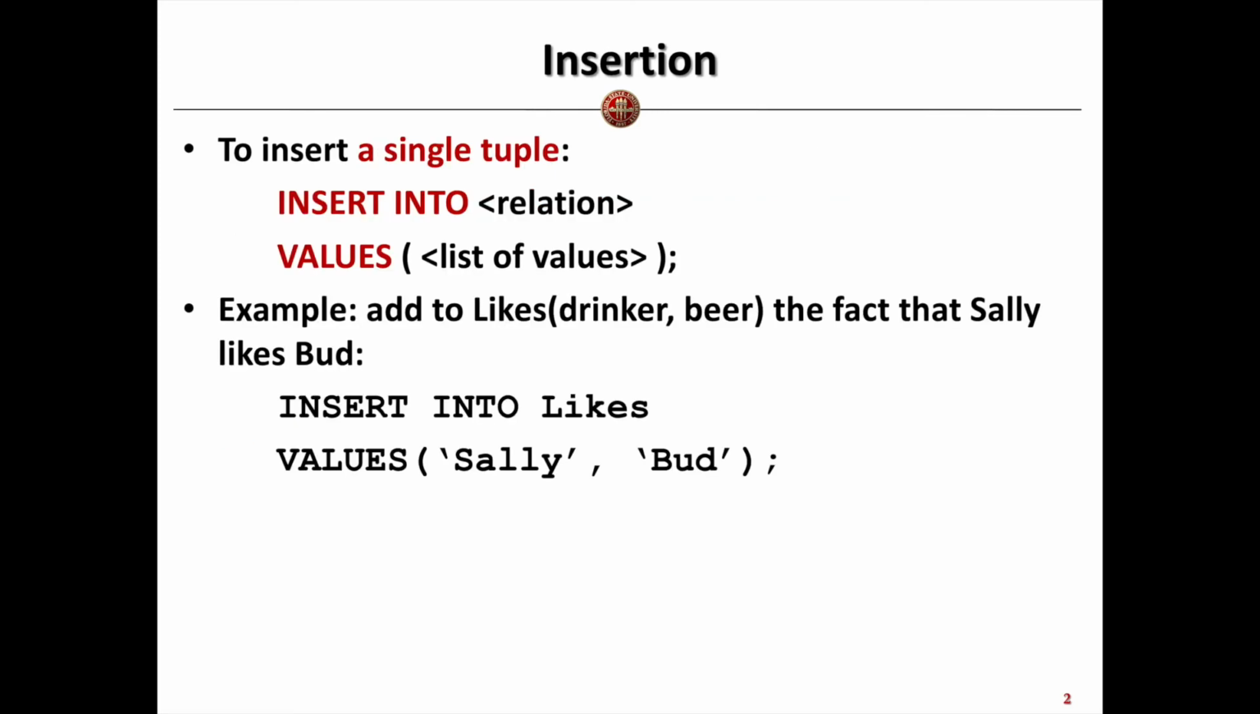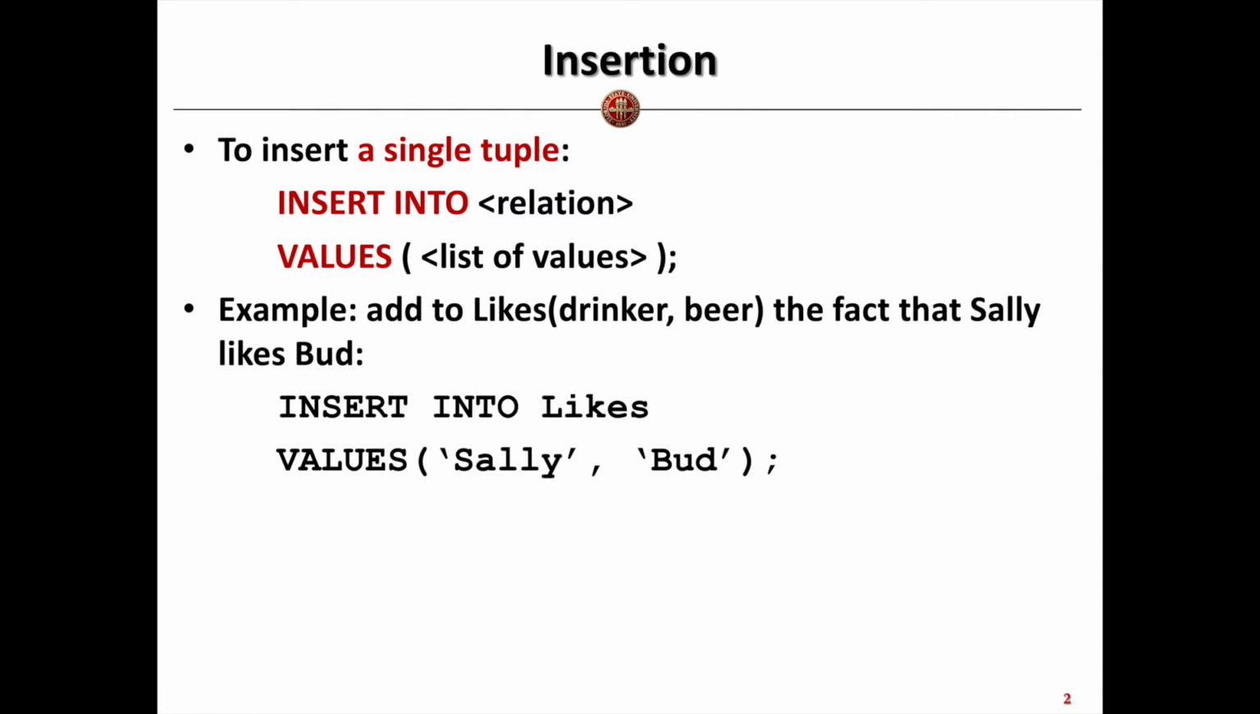So the first part is about insertion. To insert a tuple into a table, we can do the insertion in a very simple way. We can use INSERT INTO, then a relation. This should be a relation name or a table name, followed by VALUES. Then we have parentheses, and inside the parentheses we have a bunch of attribute values. And we have a semicolon denoting the end of the insertion.